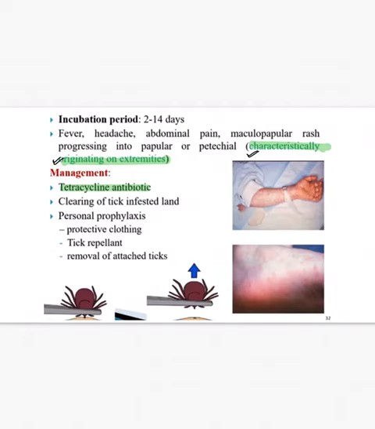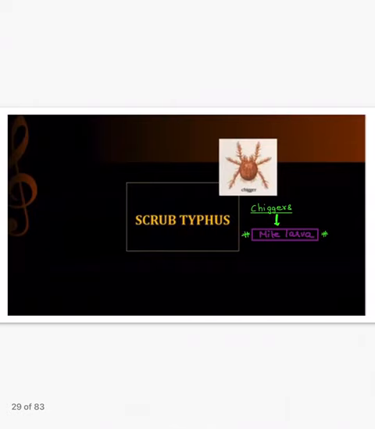When you climb a mountain, you keep your legs here, guys. So the rash appears on the extremities. The treatment of choice is either tetracycline or doxycycline, with doxycycline slightly more preferred. Why? Because it belongs to the spotted fever group.